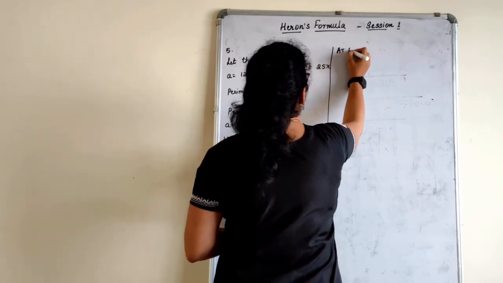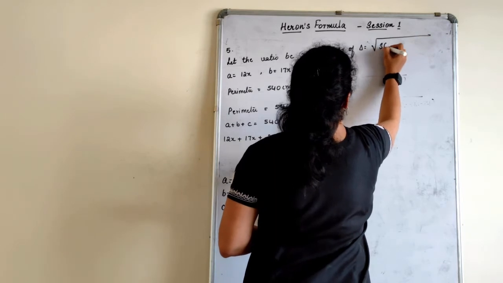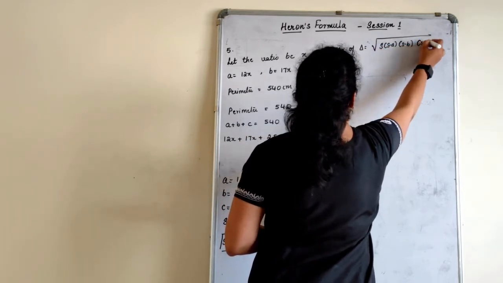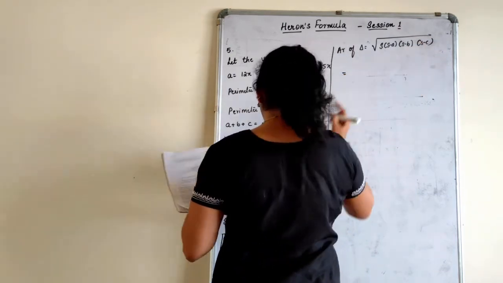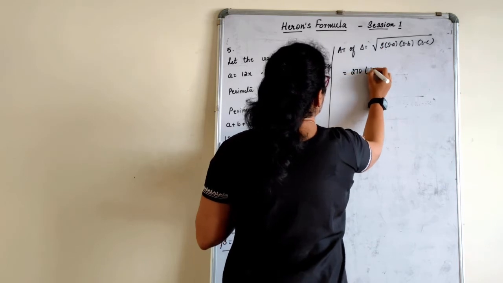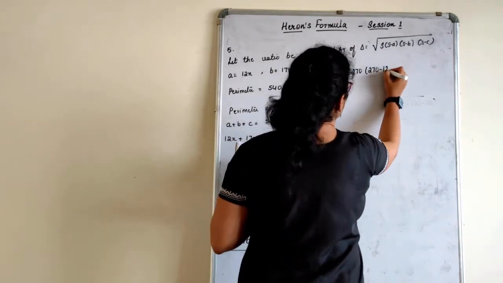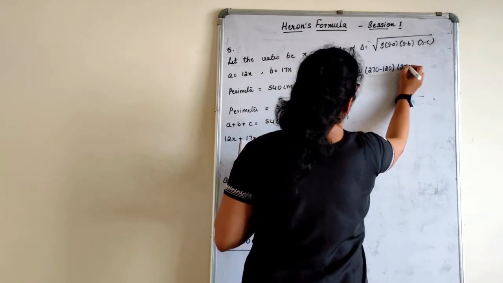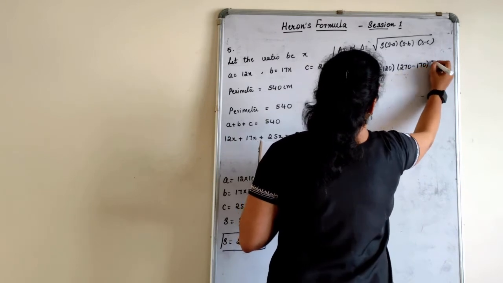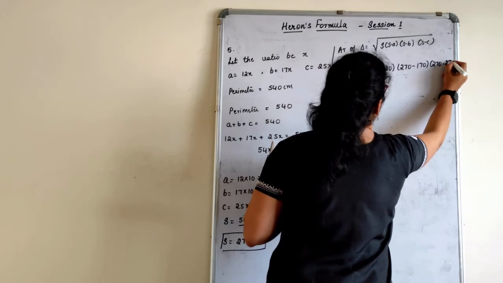Area of triangle is equal to root of S into S minus A, S minus B, S minus C. That is equal to, S is 270: 270 minus 120, 270 minus 170 and 270 minus 250.